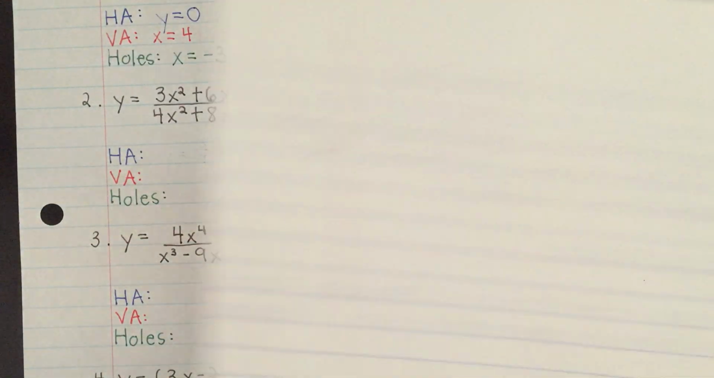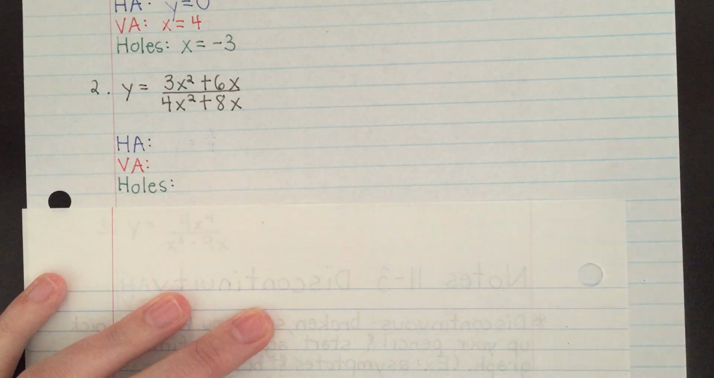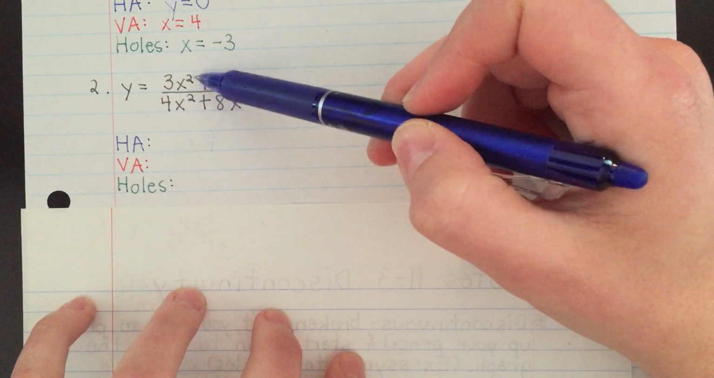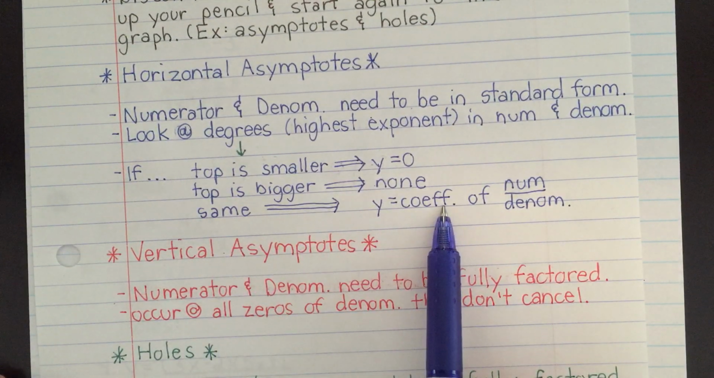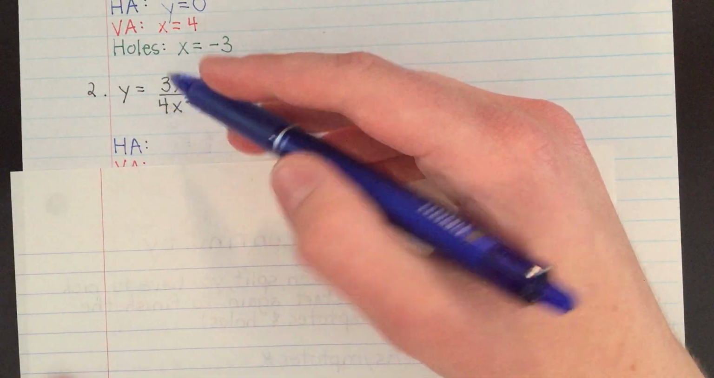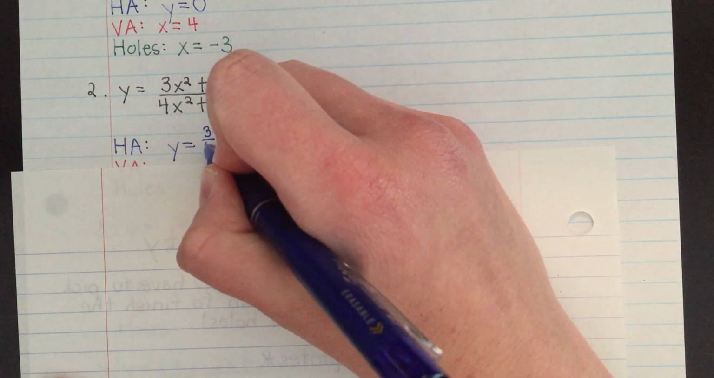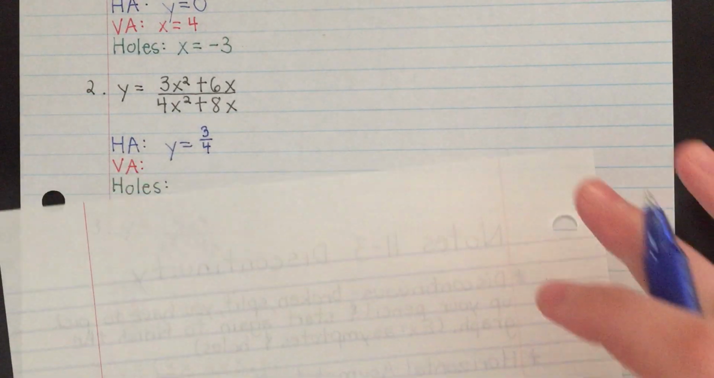For example number 2, my horizontal asymptote would be, well, let's look. We're looking at the degrees because they're both in standard form. So the degrees are the same. When the degrees are the same, you take the coefficient of the numerator and divide it by the coefficient of the denominator. On this one, the lead coefficient of the numerator is 3, divided by the lead coefficient of the denominator, that's 4, so it's just 3/4. It doesn't reduce any further. That is my horizontal asymptote.